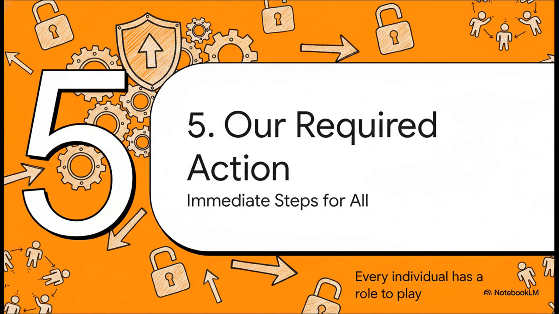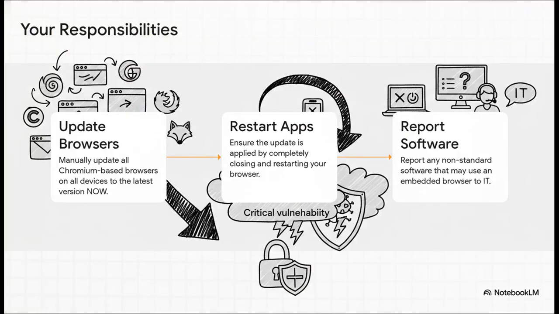So, that brings us to the single most important part of this briefing, what you need to do right now. This is not optional. Every single person has a critical role to play in securing this organization. Here are your 3 immediate responsibilities. 1. Manually update your browsers. All of them. Chrome, Edge, you name it. On all your devices. Your work computer, your phone, anything you use for work. Do it now. 2. You have to restart the application.